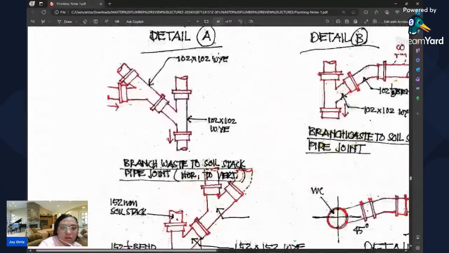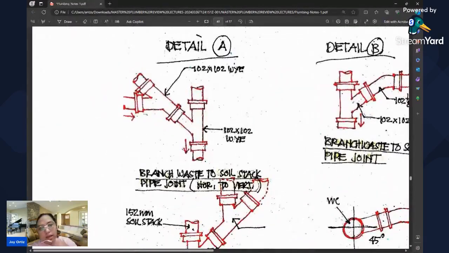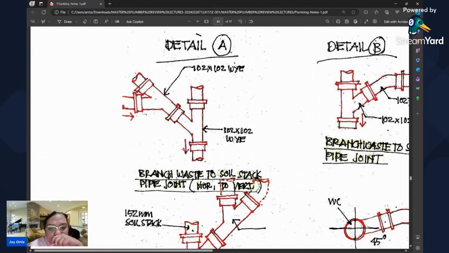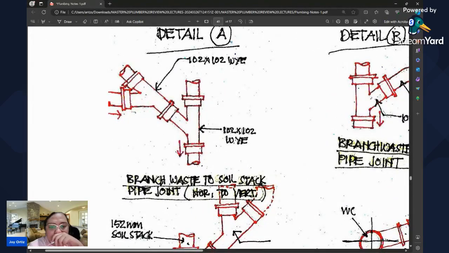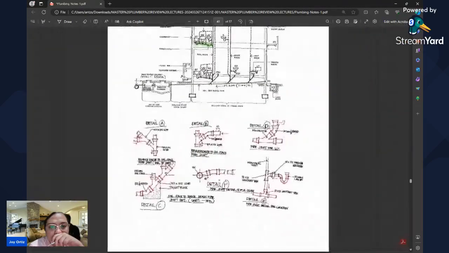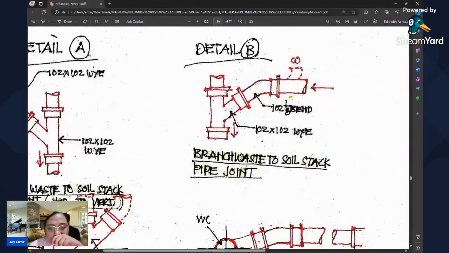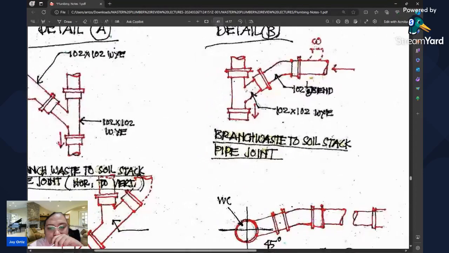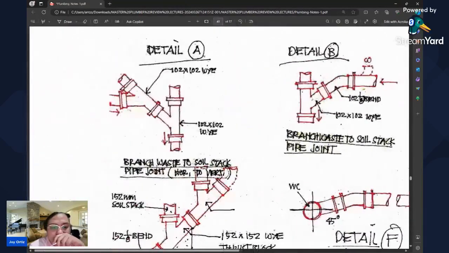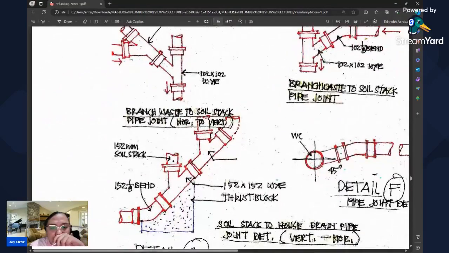Detail A, as we can see, this is 102 by 102 Y. And this is 102 by 102 Y, detail A. Another, detail B, 102 1/8 bend, 102 by 102 branch waste to soil stack pipe joint. So this one is a branch waste to soil stack pipe joint.